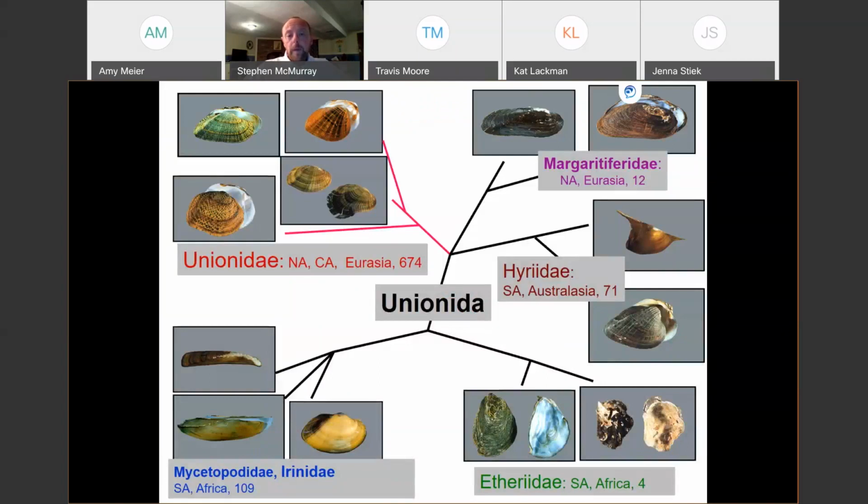And if we look at some of the different shell shapes and species that we see in the Unionida, they're divided into the Unionidae and the Margaritiferidae, which are the only two families that we find here in North America. These other families, Mycetopodids, Iridinids, Hyriids, are found in different places across the planet.